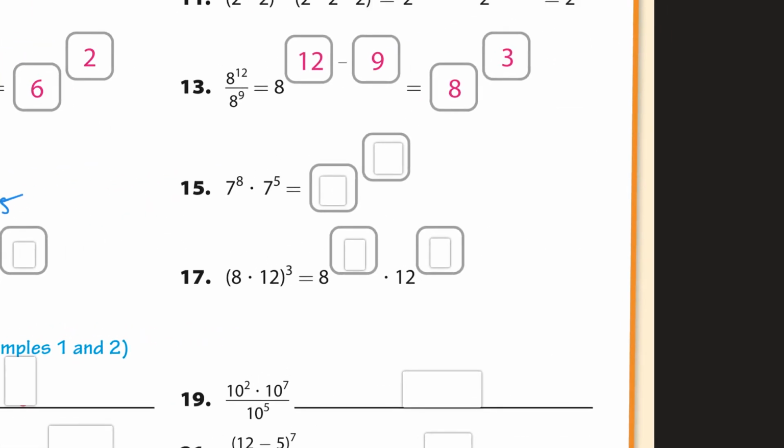And this one, 7 to the 8 times 7 to the 5th, that shortcut is you just add the exponents. Because you have 8 of these and you have 5 of those, and so together you should have 13 of the 7s. So this would be 13, and the base is still 7.